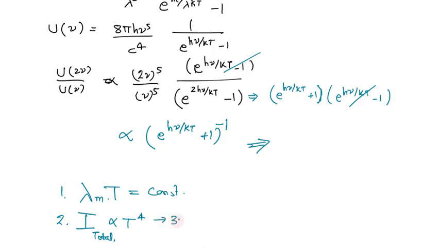That is for a 3D system. Like this year, a CSIR NET question asked for this total intensity in 2D. Right now I'm sure you will not be able to solve this in 2D, but the answer is T^3. For 1D, the answer is T^2. So for 3D it is T^4, 2D is T^3, 1D is T^2.